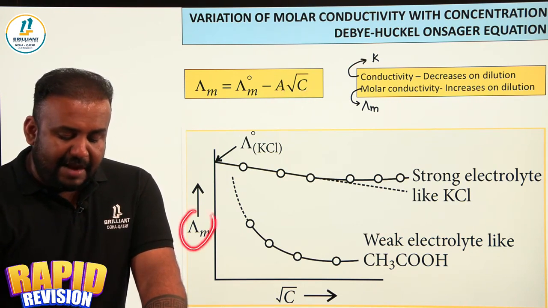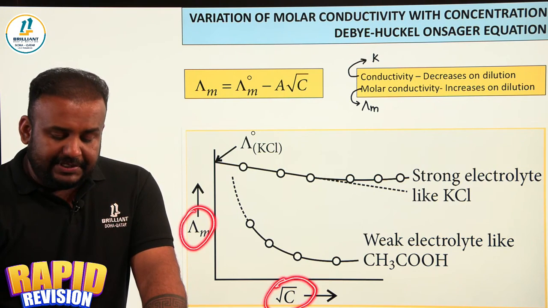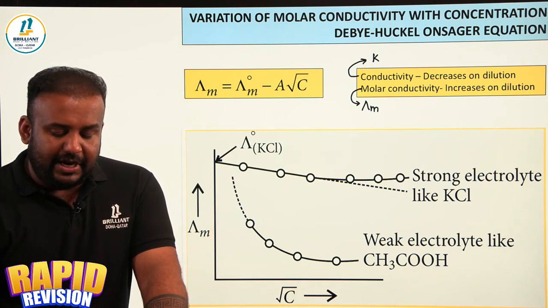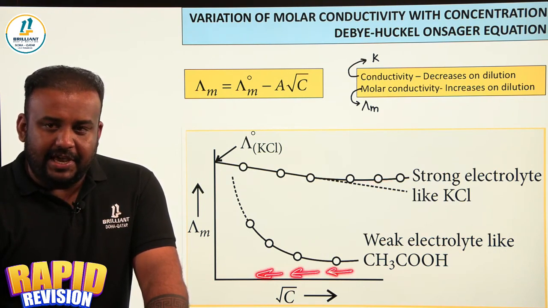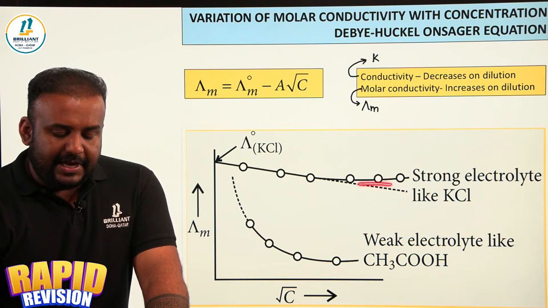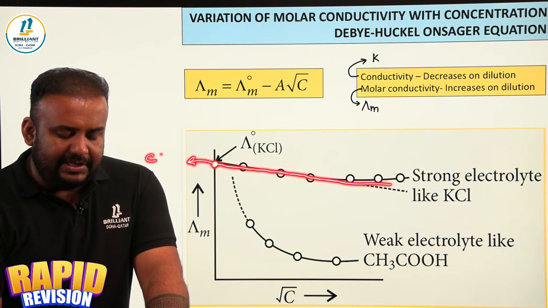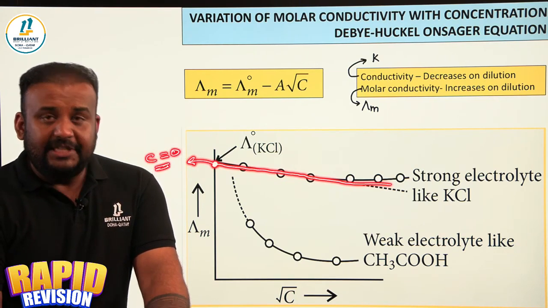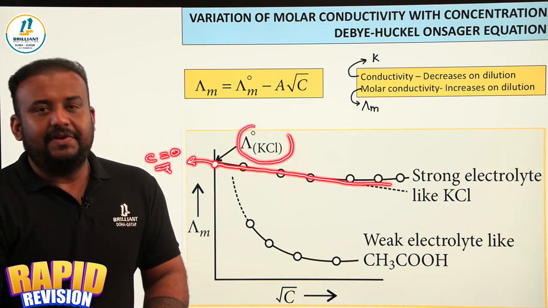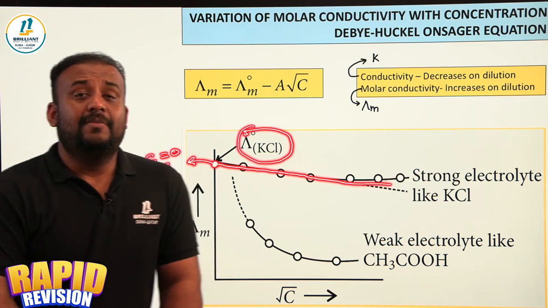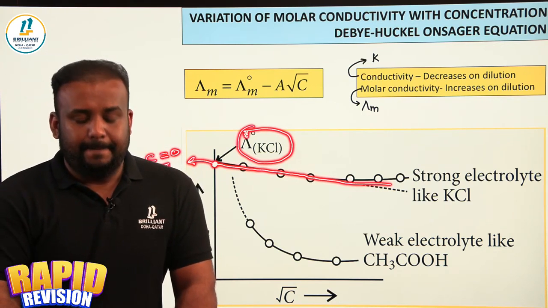Look at this graph, lambda m versus root C. Here you see the variation for a weak electrolyte and a strong electrolyte. In the case of a strong electrolyte, when you dilute it, meaning I am decreasing the concentration, I am going this way. When extrapolated, it will touch here. What is this point? At this point, the concentration is almost zero, that means infinite dilution, right? At that time, the conductivity of the electrolyte is called the limiting molar conductivity.